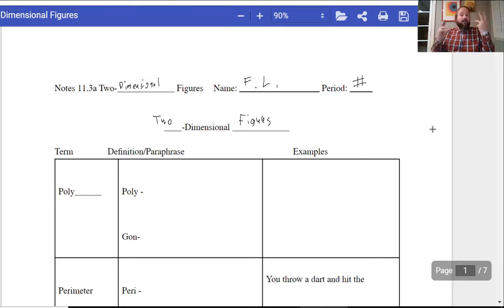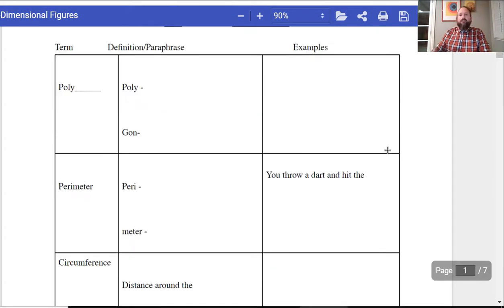When we're talking about two-dimensional figures, one of the first things we're going to talk about is a polygon. A polygon is multiple angles. So a polygon could be a triangle, or a polygon could be a square. It just depends on how many angles we're talking about. Poly being multiple or many angles.